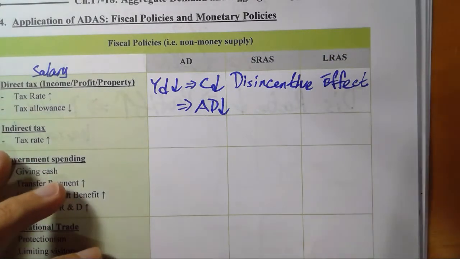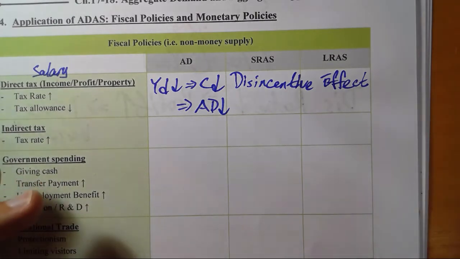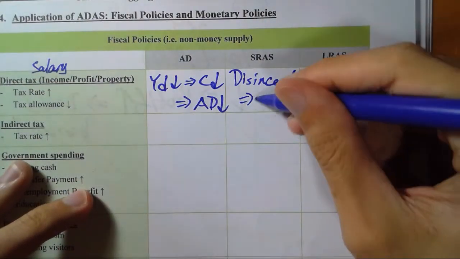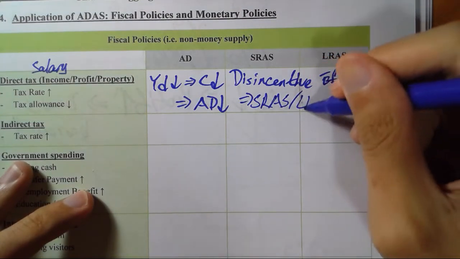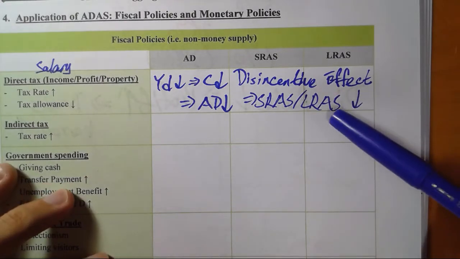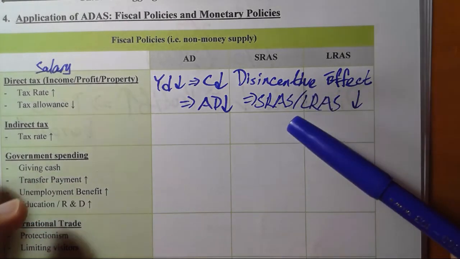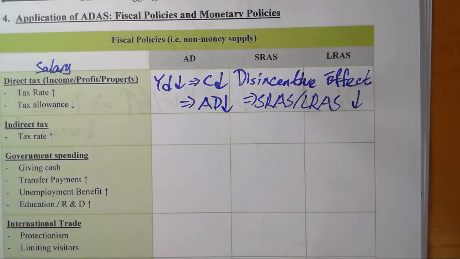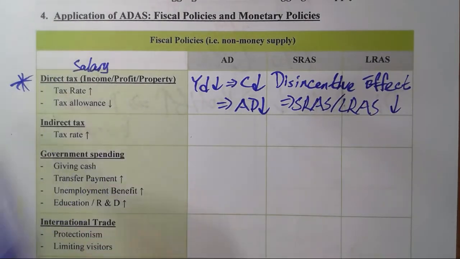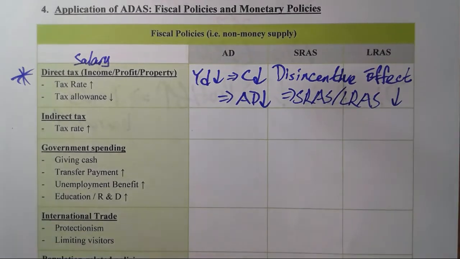Okay, when they're not hardworking, or some of them even decide to quit the job and let's say go take a 綜援 CSSA something like that. Therefore, SRAS and LRAS may go down. Okay, it is possible that because of disincentive effects, SRAS can go down, and LRAS may go down. Okay, 得唔得？嗱，呢個係最難嘅。So you see, right? Direct tax, it is so powerful since it affects both AD and AS.